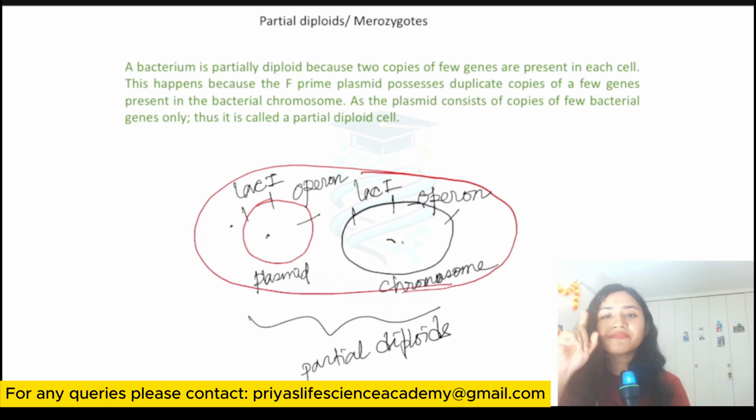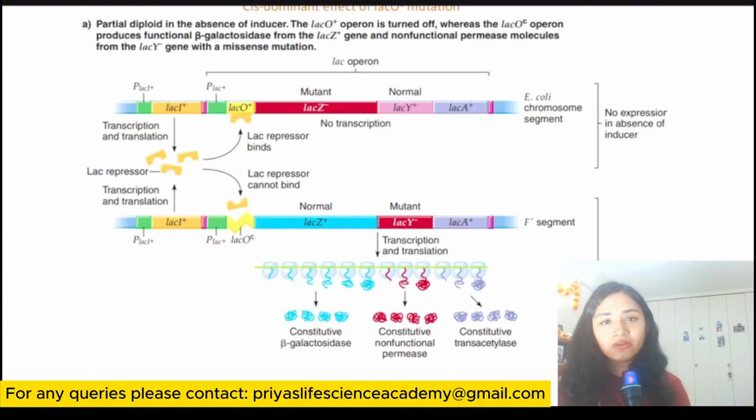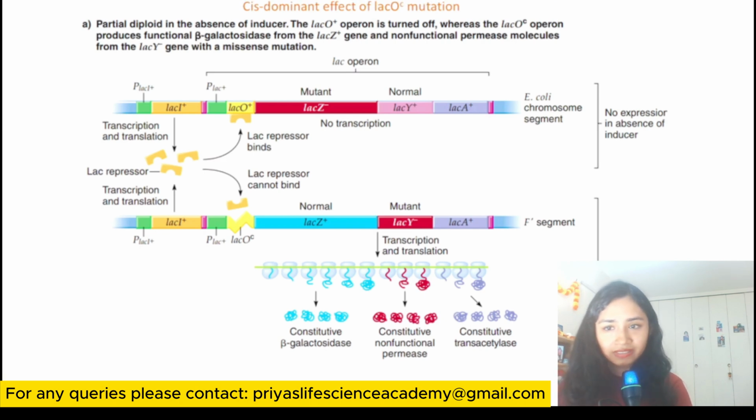Now, we have understood two basic things before this class: the different kinds of mutation in the Lac Operon, and what merozygotes or partial diploids are. Now we can easily understand the different situations of the Lac Operon.